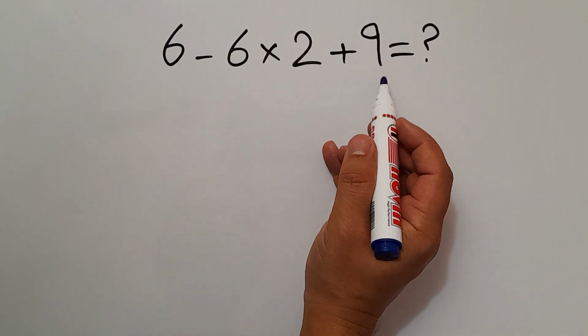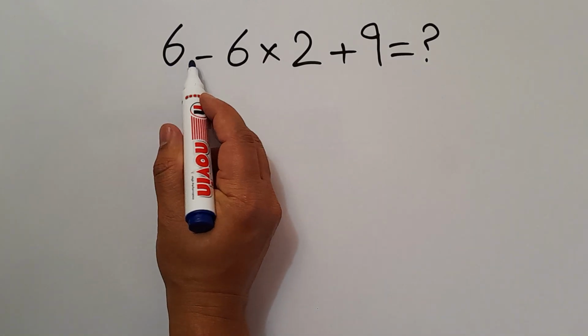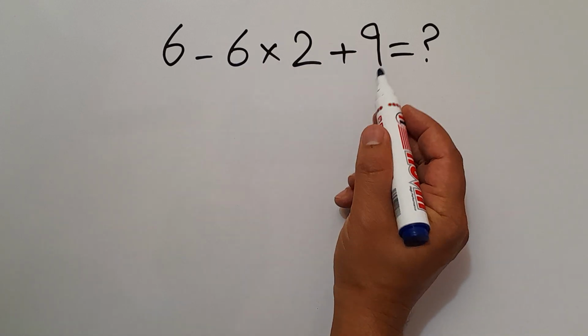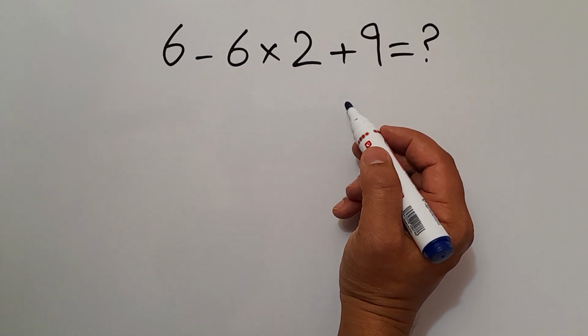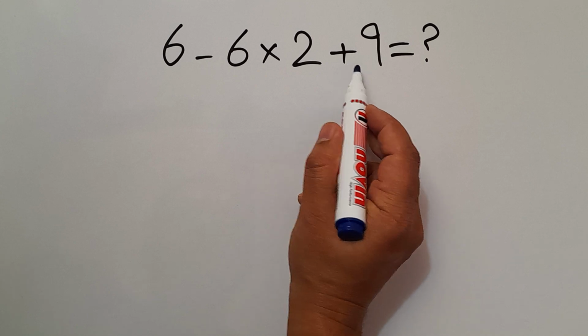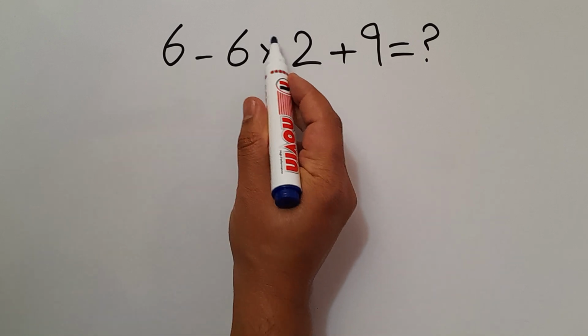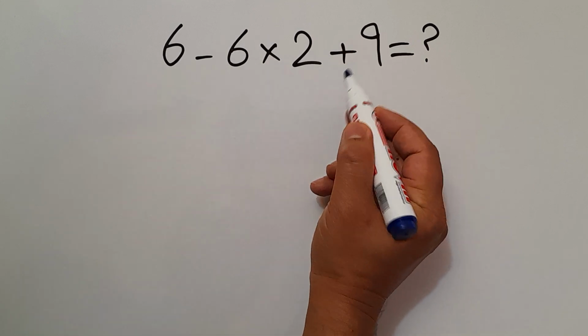In this video, we want to find the value of this expression: 6 minus 6 times 2 plus 9. Are you ready to solve? Let's go ahead and get started. In this expression, we have one subtraction, one multiplication, and one addition.